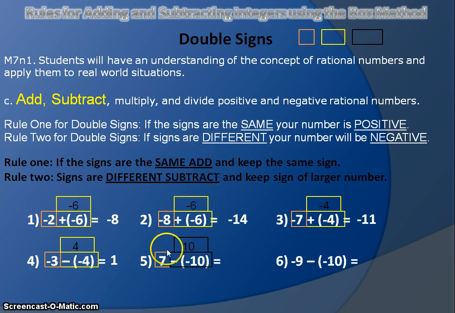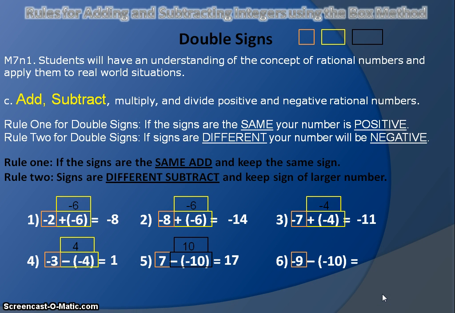Now we have a positive 7, positive 10. We go to our single sign rules. Same, add, keep the same sign. 7 plus 10 is 17. They're both positive, so we end up with a positive 17.